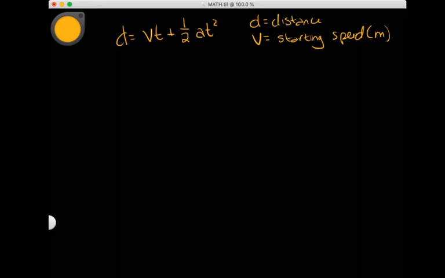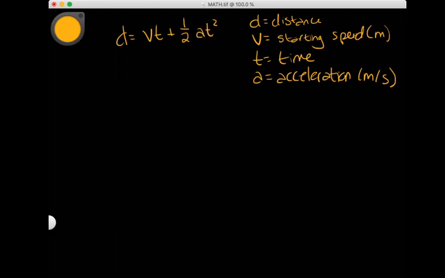T represents the time interval. So T is time. And A represents the acceleration, in meters per second. Okay, so those are all the different parts of that formula. I know that formula looks kind of scary, but we're just going to plug different parts from the question into this formula.